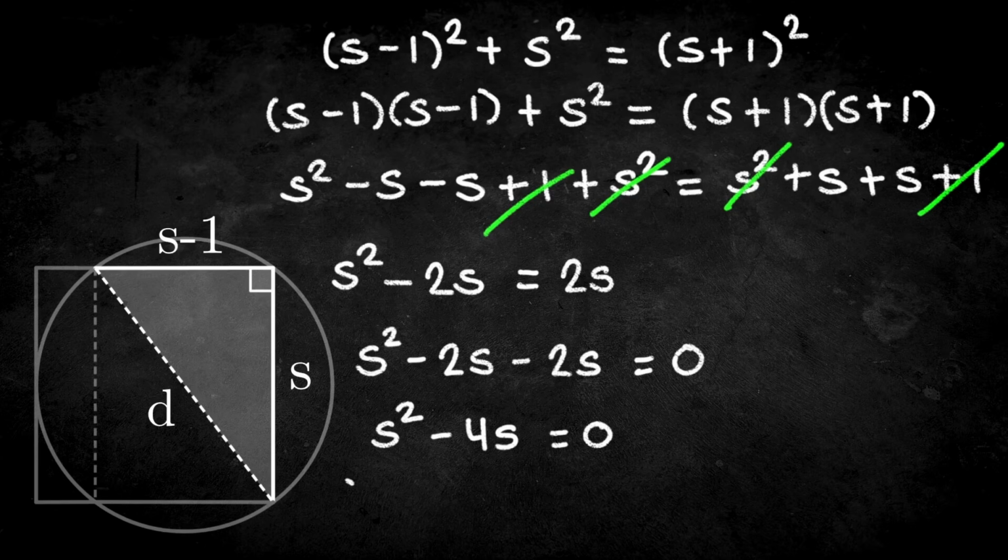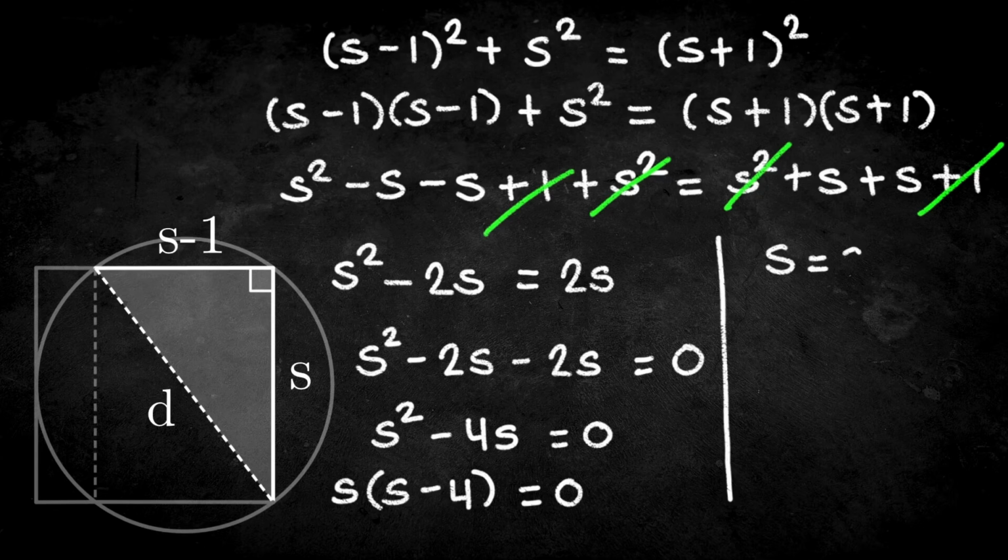Factor this expression into s times (s minus 4). So we have two solutions here. s equals 0 and s equals 4. But the side measures of a square cannot be 0, so we will take s equals 4.